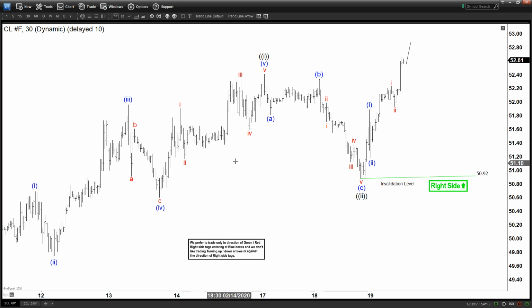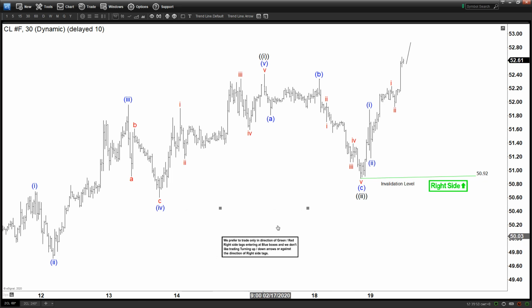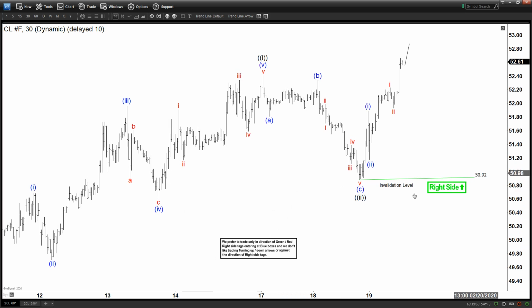Alright, so having said that, now we got this wave 1 right here. The pullback has ended here, and we have broken above the wave 1 again. So we have started the next leg higher in the wave 3, right? That means as long as we stay above 50.9, we could see more upside. So let me look at the 4-hour chart and give you a couple of other possibilities.